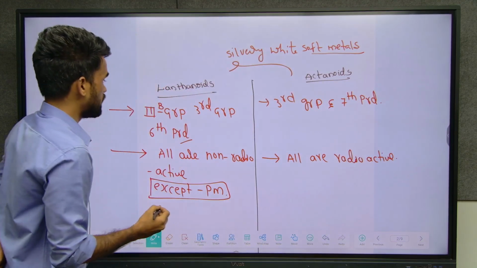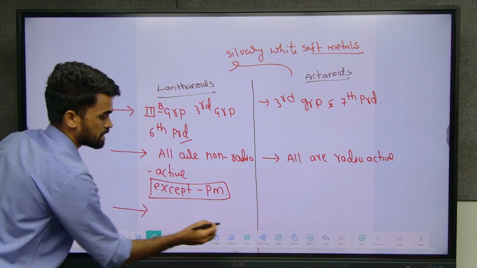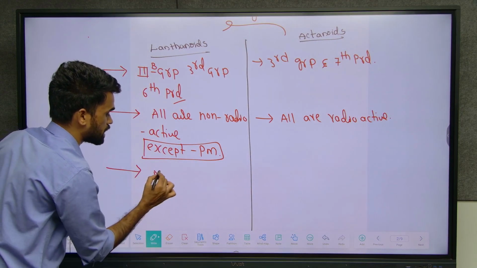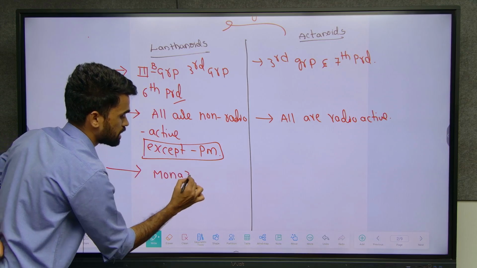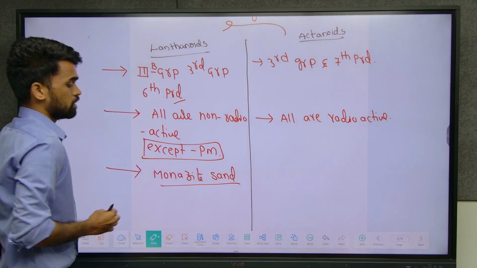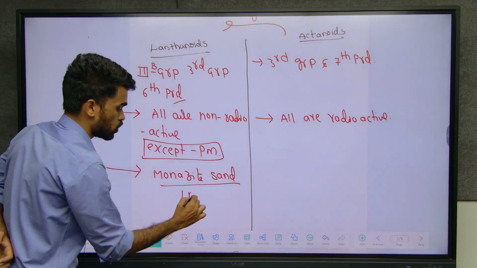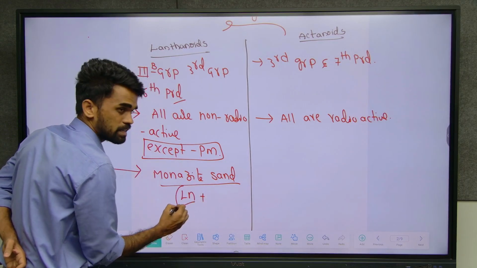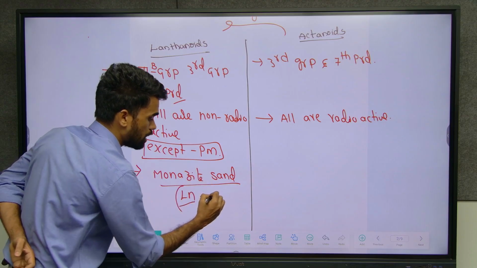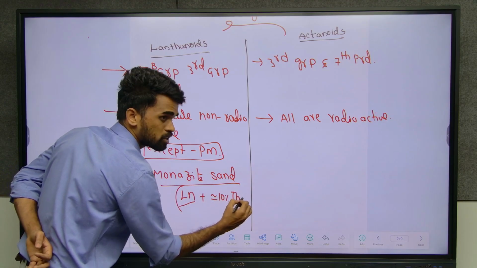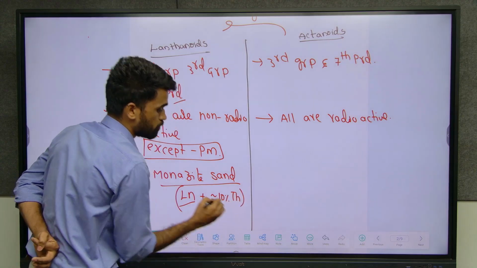Okay. Now what is the source from where we can extract these lanthanides? These are extracted from monazite sand. What is that? Monazite sand. Along with the lanthanides, monazite sand has approximately 10% of thorium.